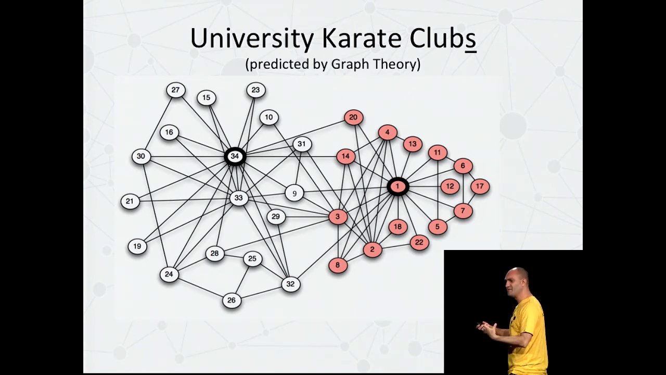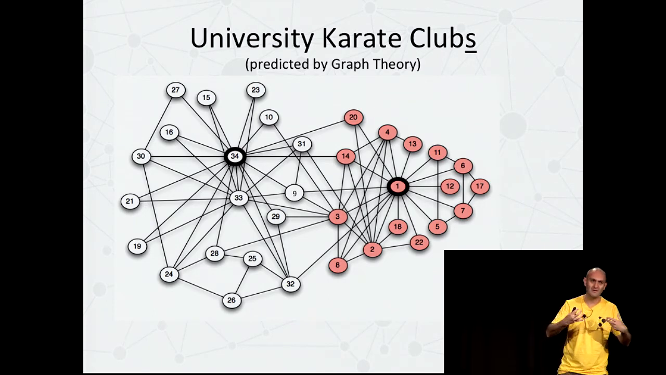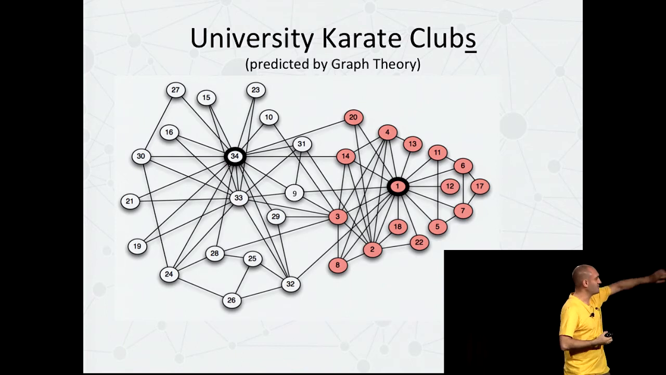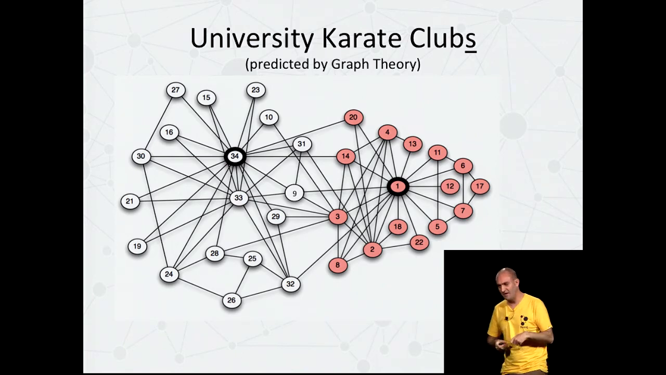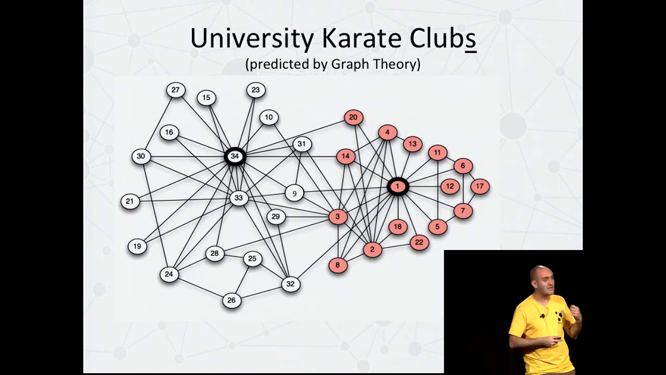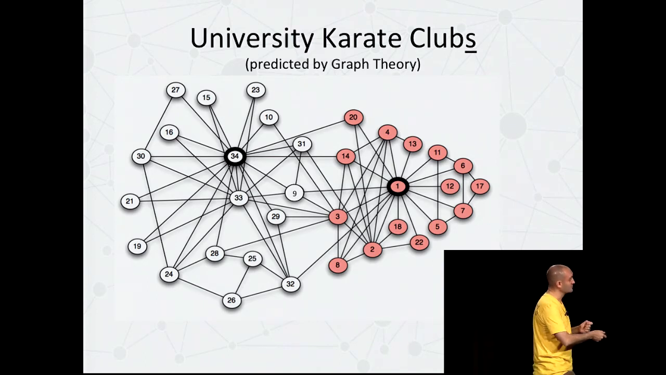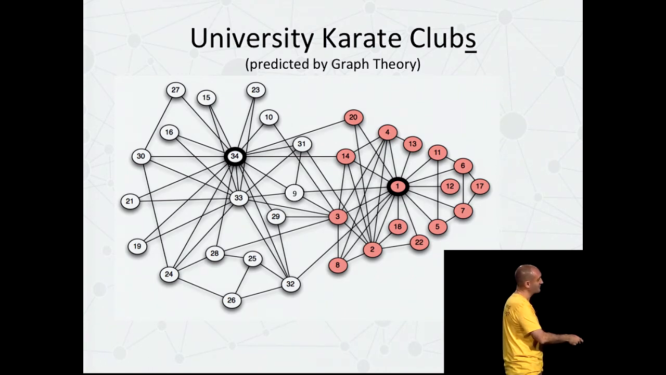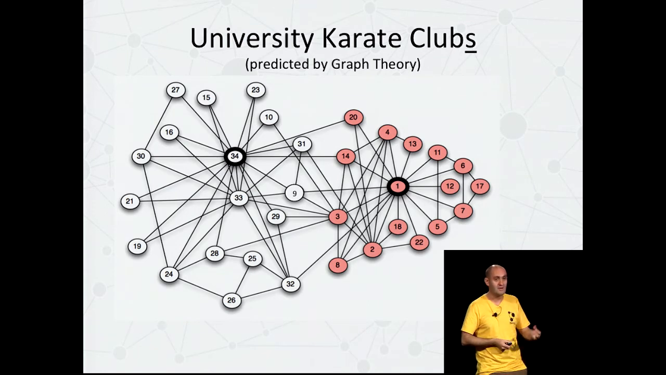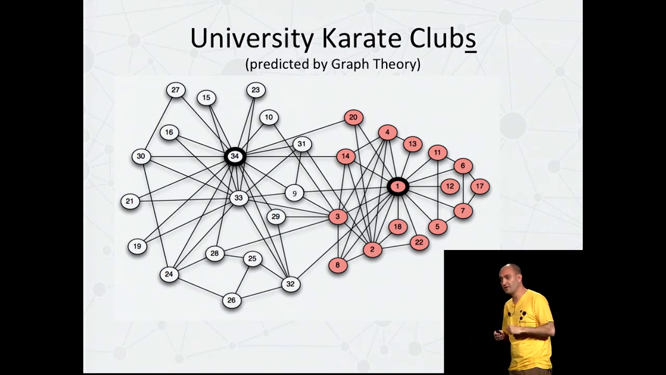And what's happened over time is that some politics have wormed their way into the club. And some people much prefer the original student instructor, and some people much prefer the professional instructor. And you can partition the graph, and graph theory predicts that the club will split in this way. The nodes shaded pink will end up forming a clique or potentially even a new club around the original student instructor. The nodes shaded white will form some kind of clique and eventually partition into a new club based around the professional instructor.